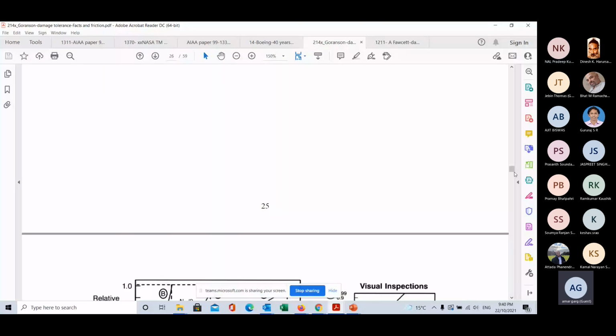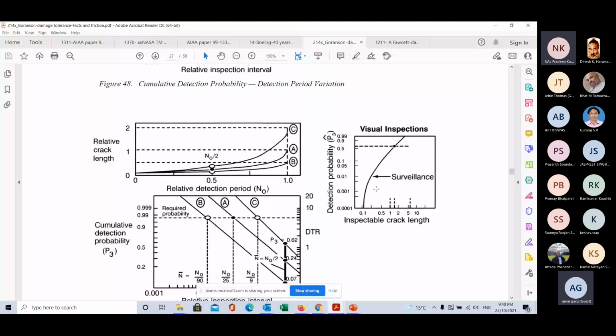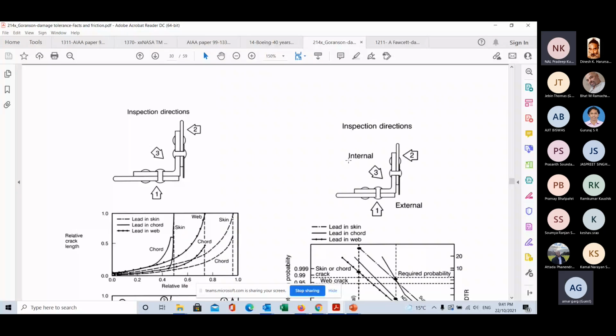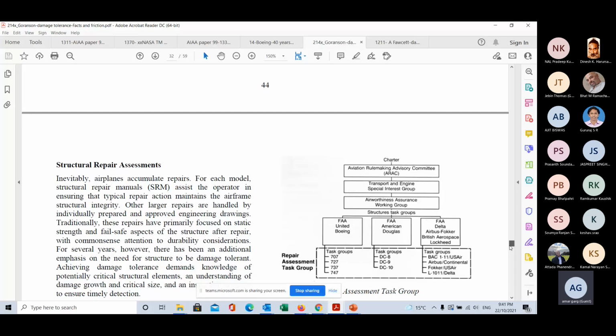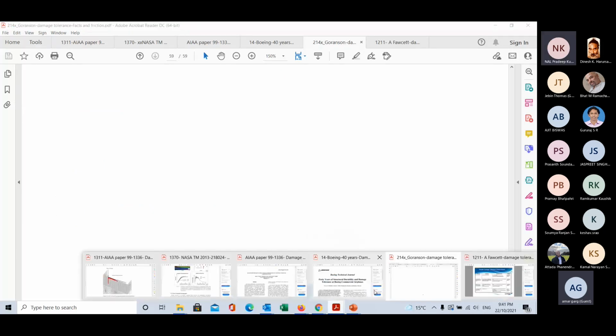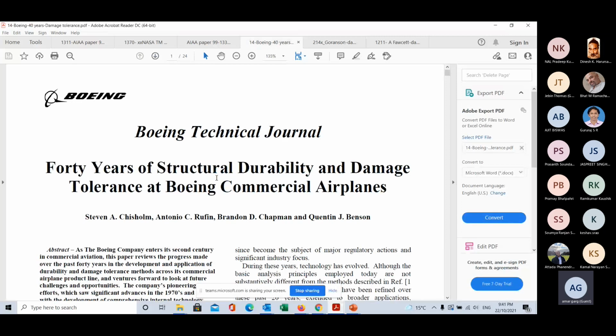And there's a lot of theory given in this one. Relative crack length, cumulative detection probability. So they will go by the probability of detection. And what I was saying, it's very complex math, which Boeing had developed based on damage tolerance ratings. You have to read it to understand. It's a pretty long paper, about 58 pages. Another paper is the Boeing Technical Journal, 40 years of structures durability and damage tolerance at Boeing airplanes. Very interesting paper.